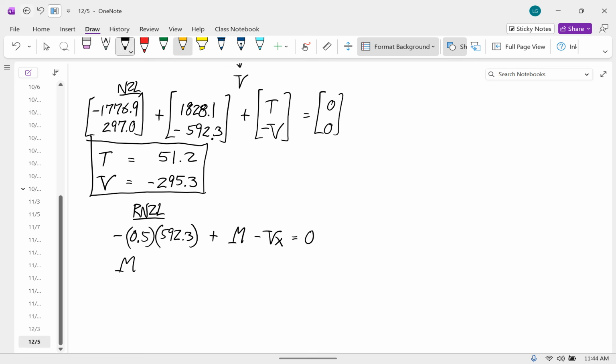So M is equal to, are these all in Newtons then? These are all in, well, the bending moment is in Newton meters. Oh, yeah. So M is equal to negative 295.3 plus 296.15, and this one should be multiplied by x.